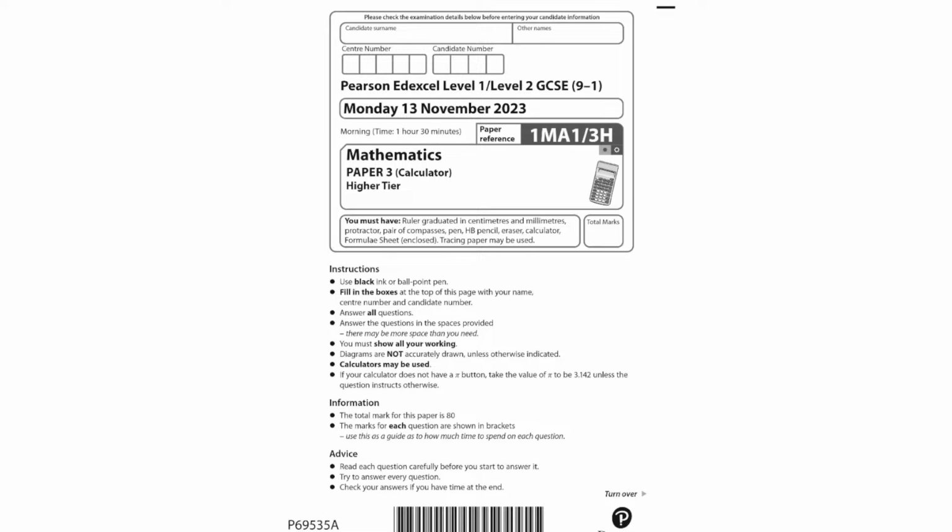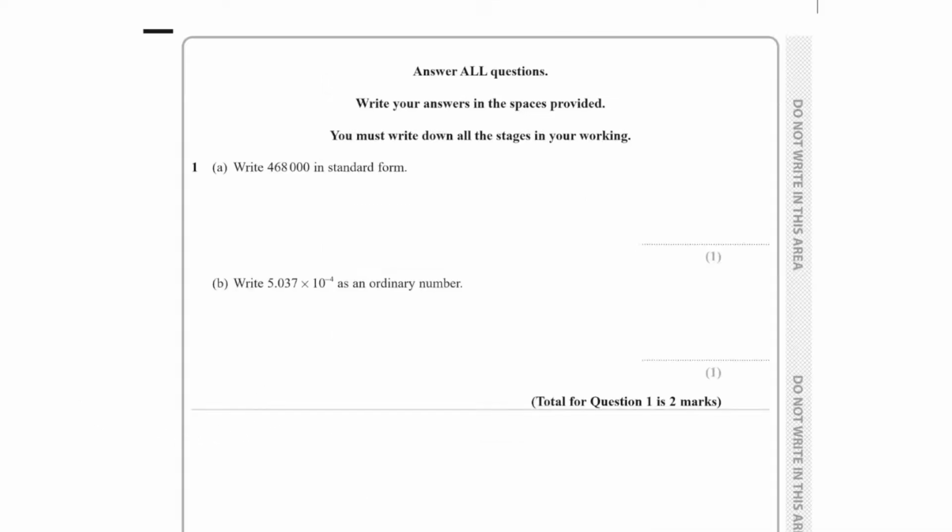Today we're going through the third paper in the November series, so November 2023 paper 3H. This is higher tier and obviously Edexcel. So make sure you have your scientific calculator. As you can see, it is obviously a calculator paper. So let's get into it.